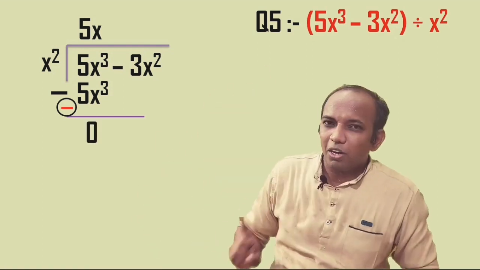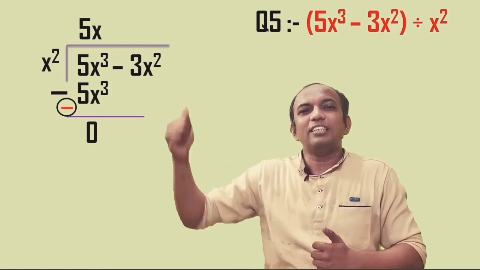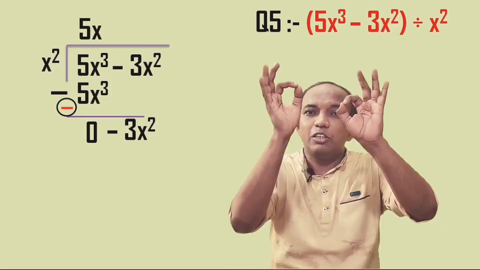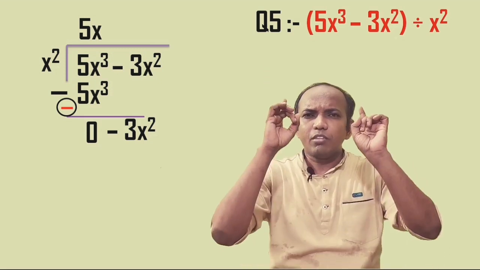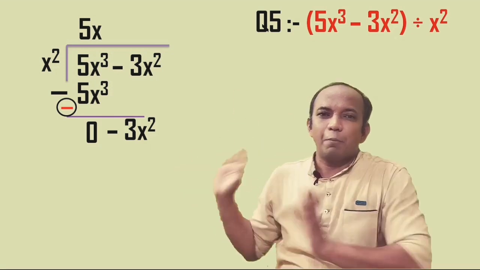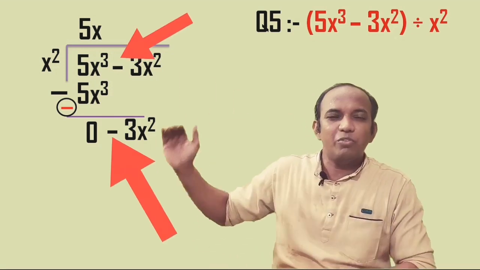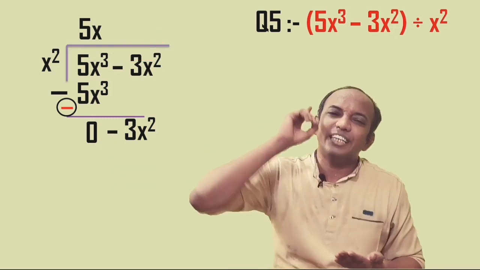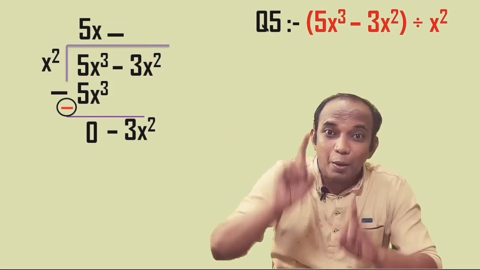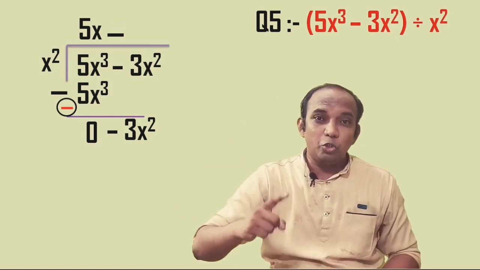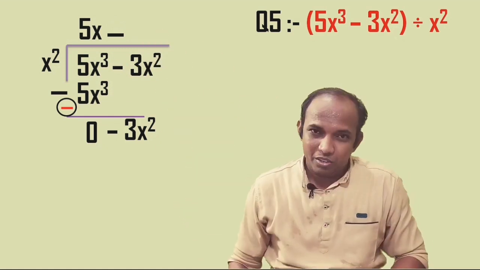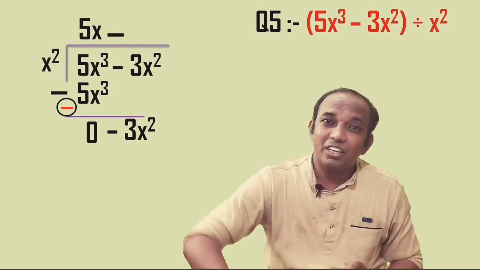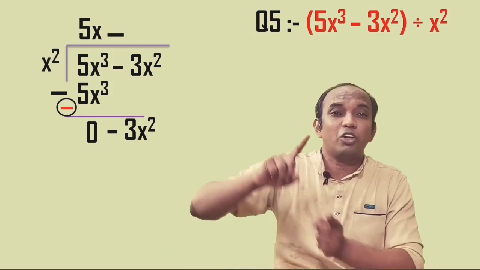After that, the next term of the dividend, that is minus 3x square, will be taken down. Okay, now this is the very crucial step, my dears. What is the sign of this term, 3x square, the one which is taken down? It is negative. So the very first step is to give that negative sign in the quotient. I repeat, whichever term you take down from the dividend as the second step of the division, that sign must be given in the quotient, the way you are looking on the screen.